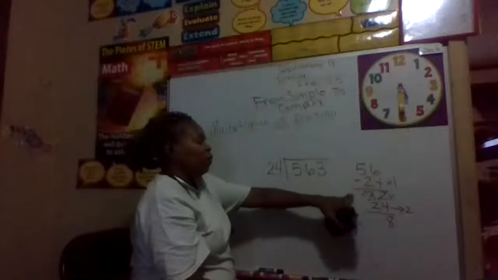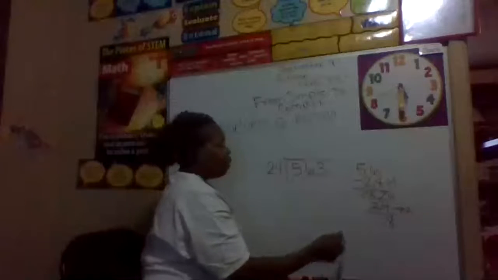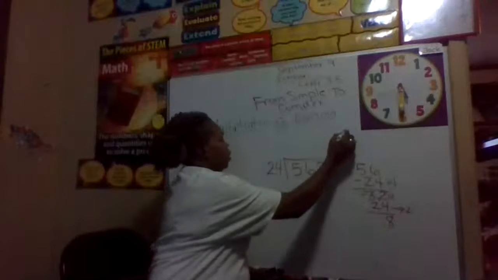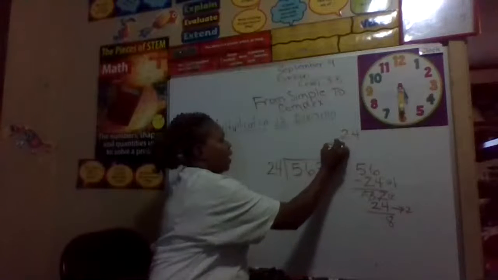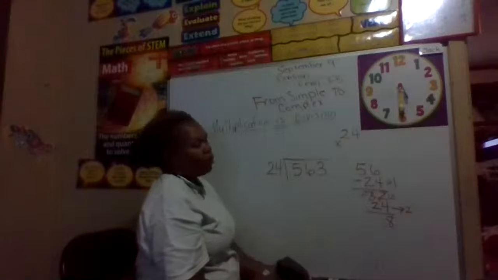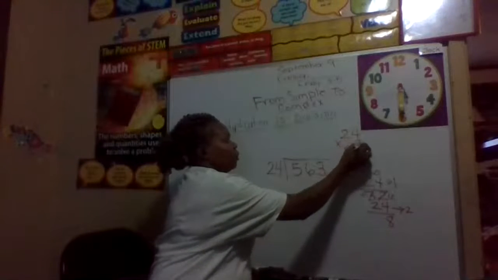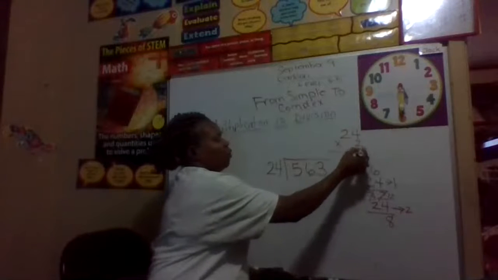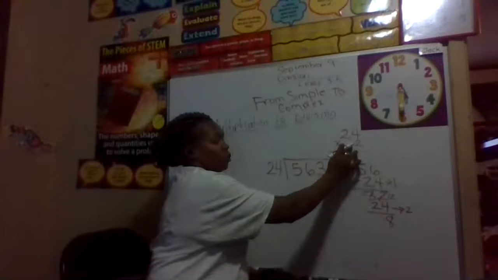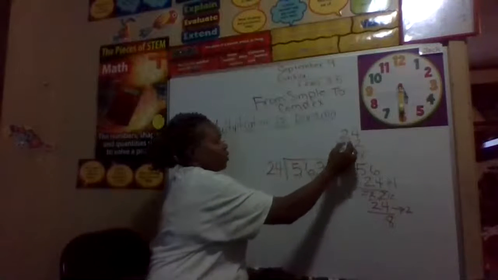Wow. Now, another way we could have found that out, instead of subtracting, is to multiply. We could have done 24 times 1. We know any number times 1 is itself, 24. So 24 is not enough. So we go on up to the next number, which is 2. And then we multiply. That's 2 groups of 24. So 2 times 4 is 8. What is 2 times 2?